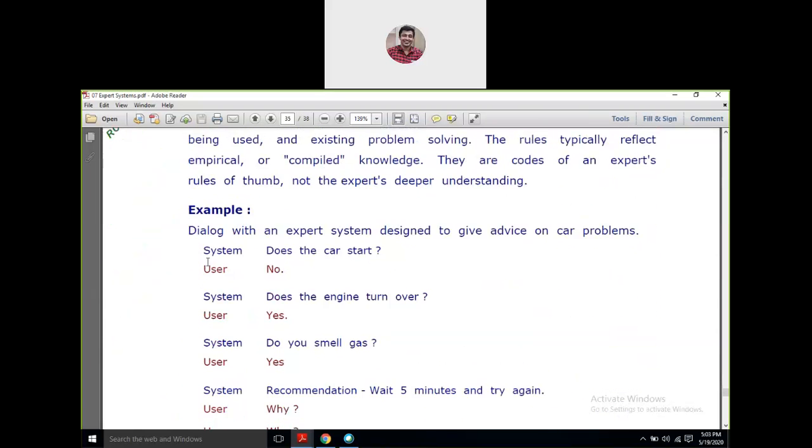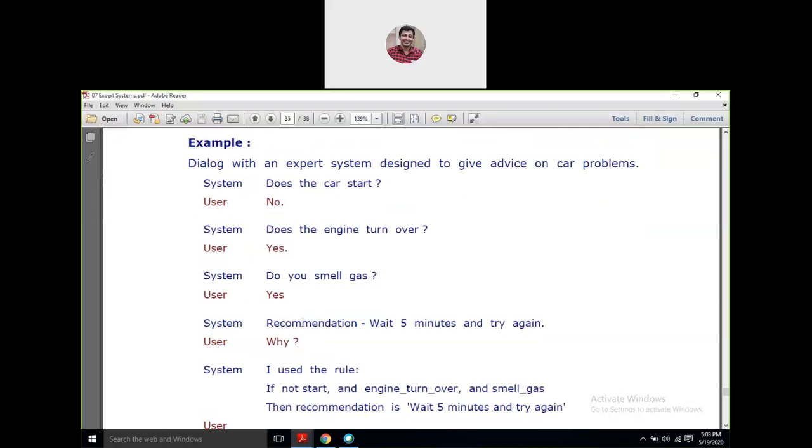We do have an example out here, a dialogue with an expert system designed to give advice on car problems. Let's say you do have an expert system which deals with solving the problems related to vehicles. Then the system starts up somewhat like this. The system asks, does the car start? This is the question asked. The user says no, it is not starting. Again the system asks, does the engine turn over? Yes. Then the system again asks, do you smell gas? The user says yes.